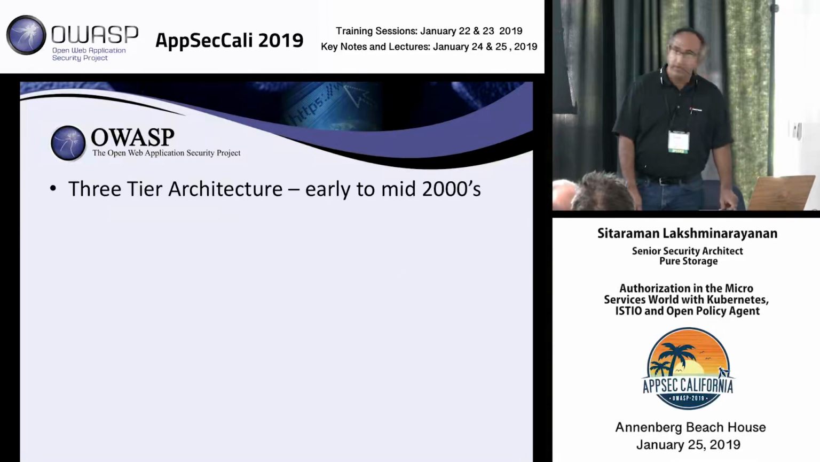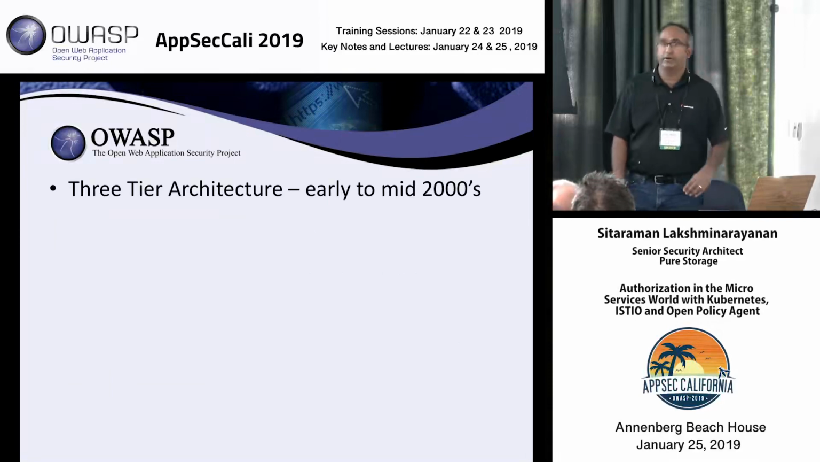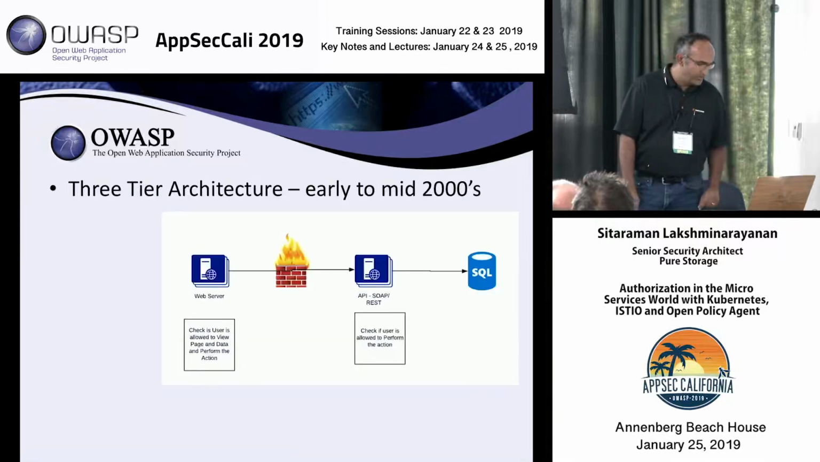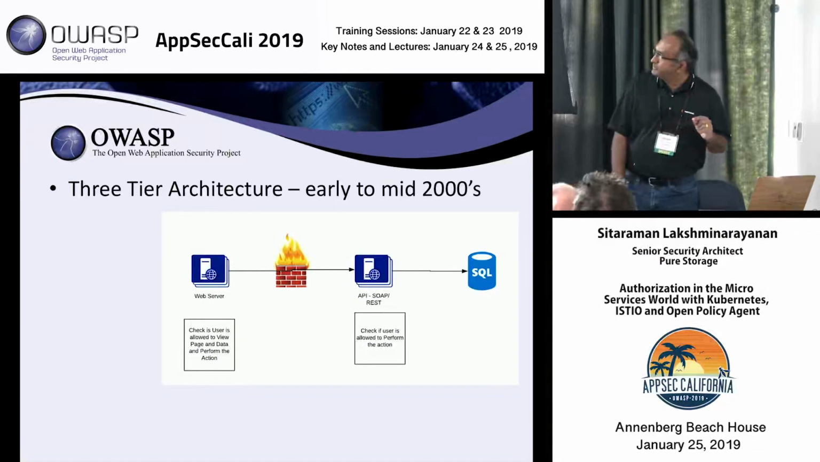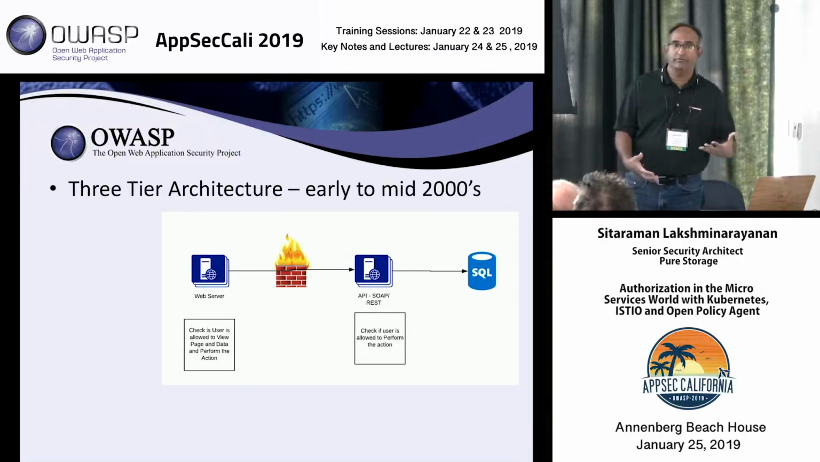So then came the three-tier architecture model. You have a client, a web server, an API server, and then a database. When you build these web applications, you will end up doing access control on the web page because you want to fail fast.